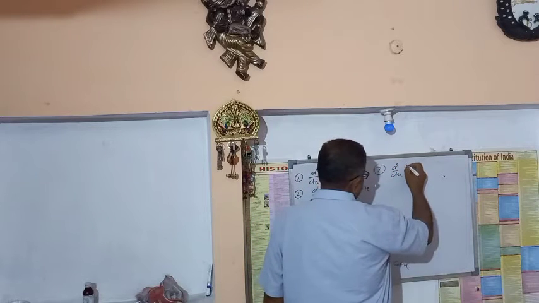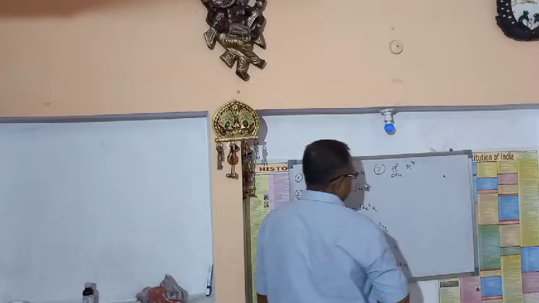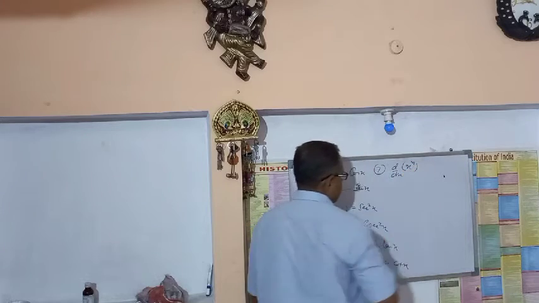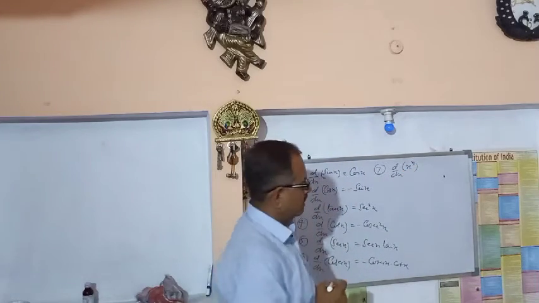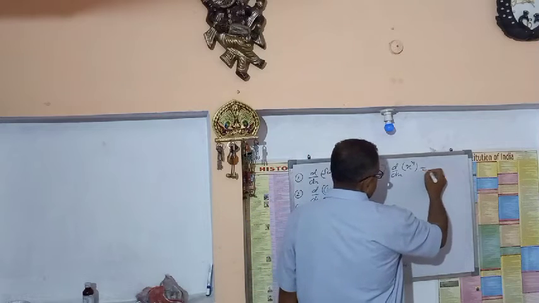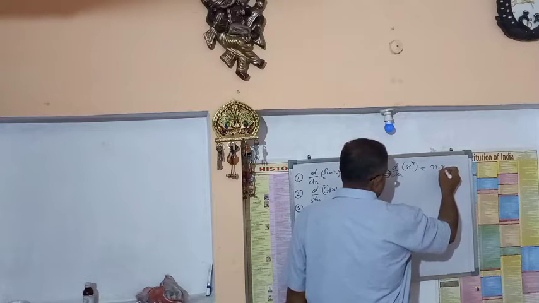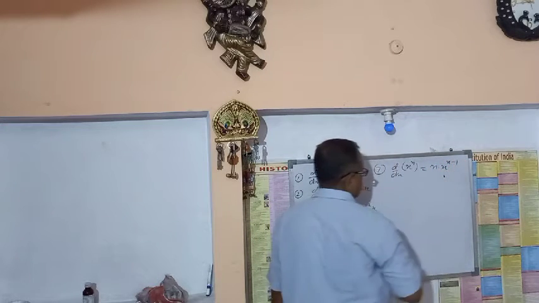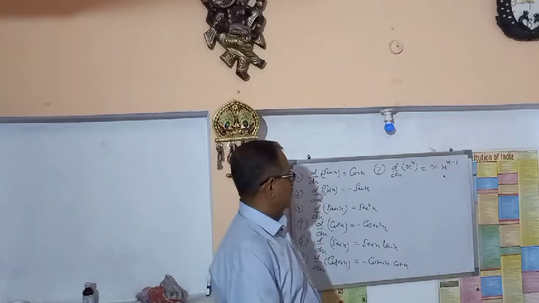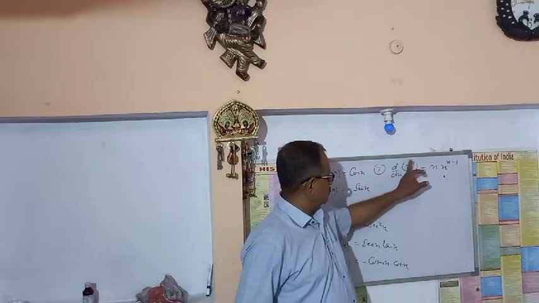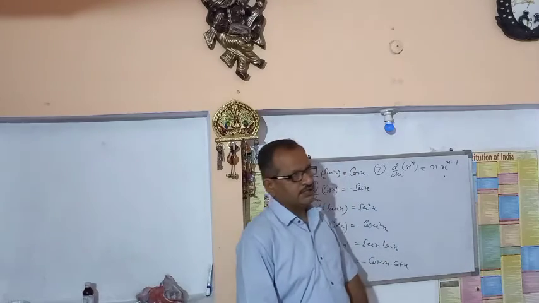d by dx of x to the power n. So we write it n into x to the power n minus 1. d by dx of x to the power n is n into x to the power n minus 1.